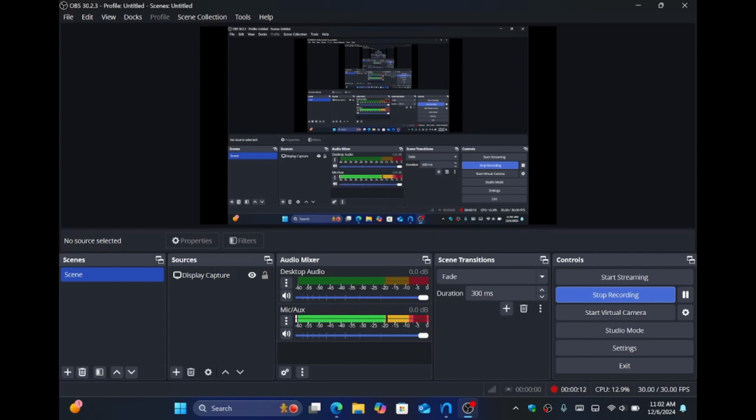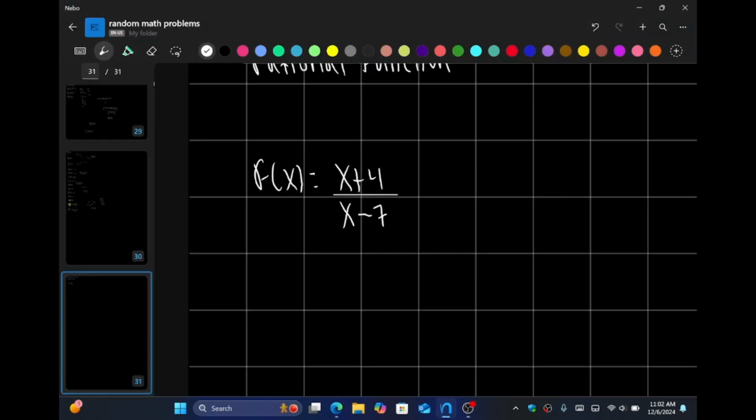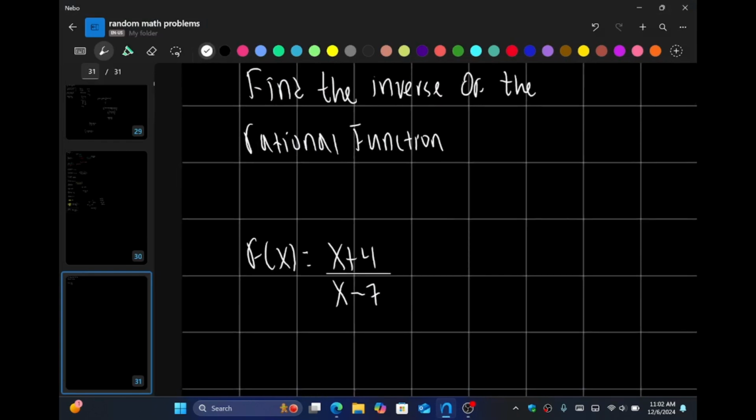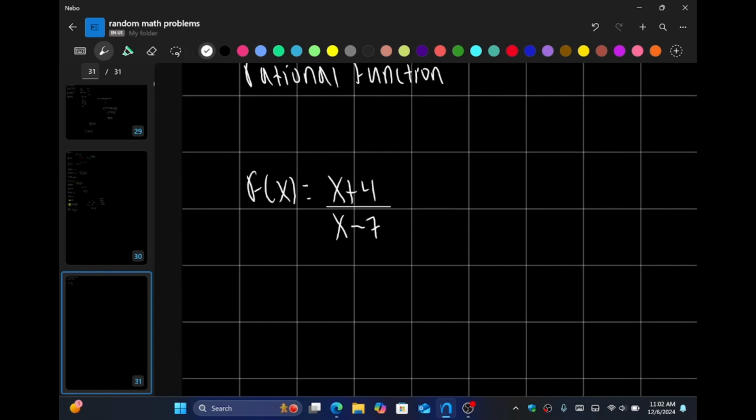In this video, what I want to go over is how to find the inverse of a rational function. So here we have: find the inverse of the rational function f of x equals x plus 4 over x minus 7.